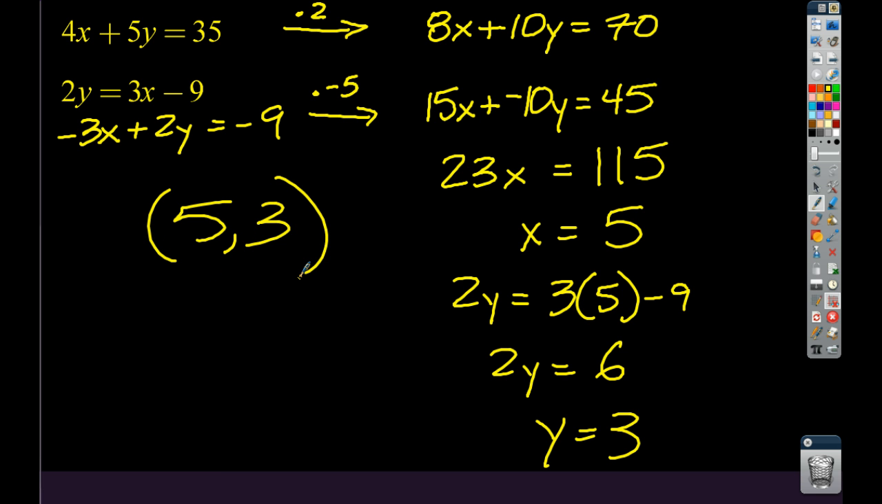Okay. 4 times 5 is 20. 5 times 3 is 15. 15 and 20 make 35. It works. So it doesn't really matter which way you go. You're going to end up with the same answer. And that's how you do it.